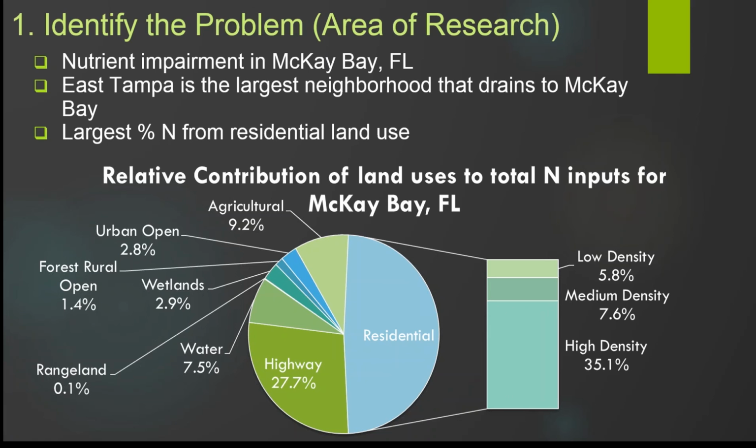McKay Bay is an embayment of the larger Tampa Bay, and a study done by the EPA showed how the residential land use contributes the most total nitrogen inputs to the bay compared to other types of land uses, such as highways or agriculture. And East Tampa is the largest neighborhood that actually drains to McKay Bay.